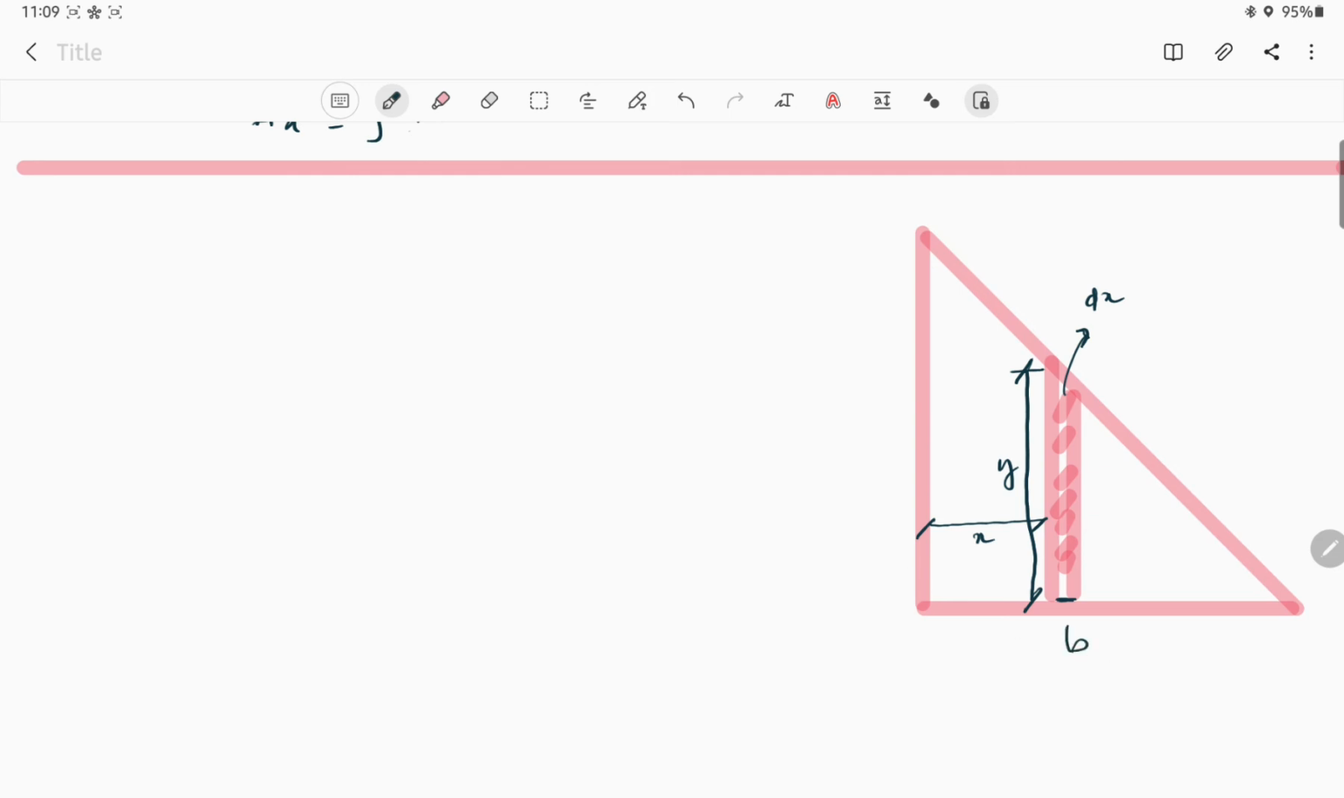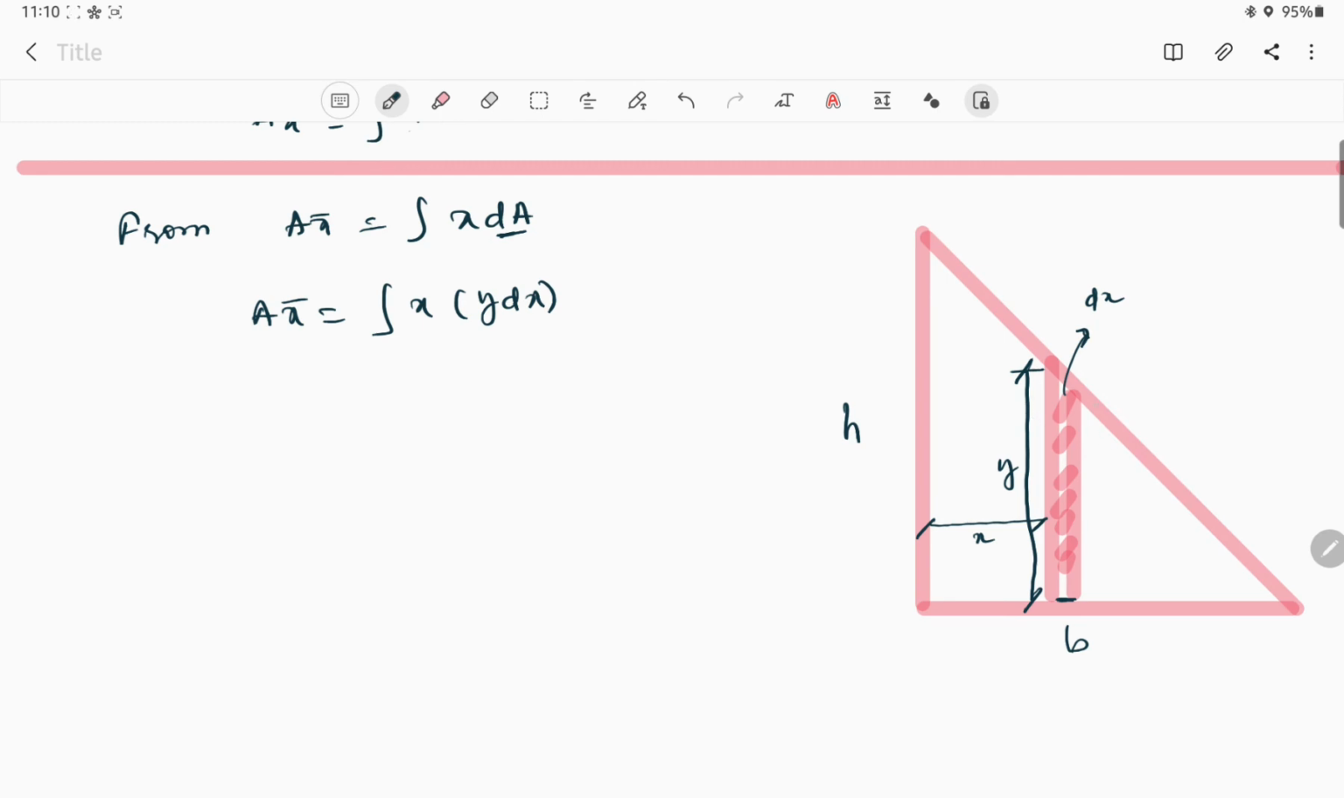So this is the base of the triangle, this is the height of the triangle, and from the formula, that is A x bar is equal to integral x dA, we have. So what will happen in case of dA? A x bar is equal to integral x into y dx. dA will be y dx.